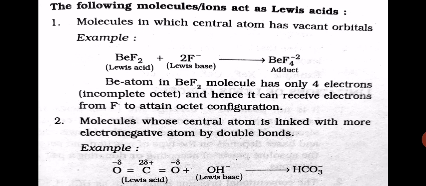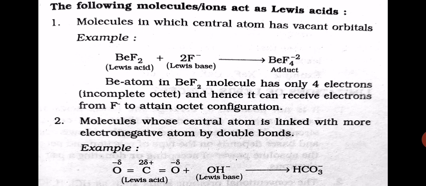Here the example: molecules in which the central atom has a vacant orbital. BeF2, that is Lewis acid, plus 2F minus, that is Lewis base, gives us BeF4 2 minus, that is the adduct. Here the beryllium atom in the beryllium fluoride molecule has only 4 electrons, that is an incomplete octet, and hence it can receive electrons from F minus to attain octet configuration.